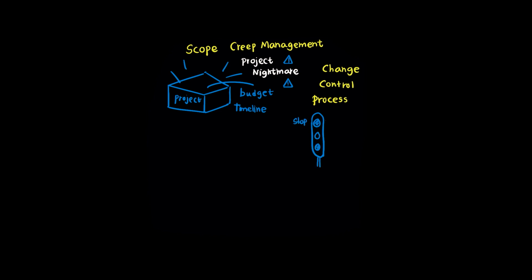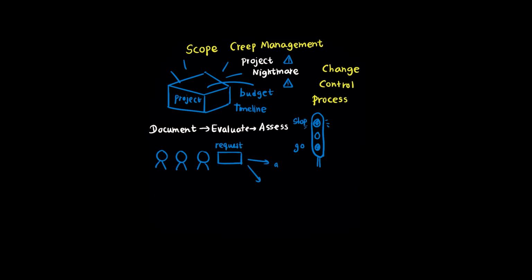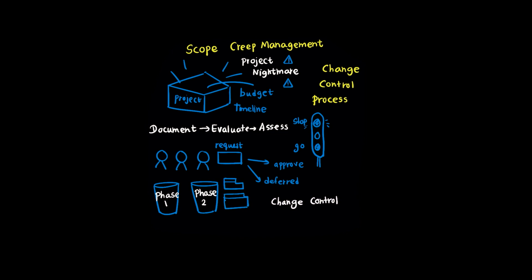Think of it as a traffic control system for new requirements. Each request gets documented, evaluated for impact on timeline and budget, and assessed against project goals. Legitimate critical needs get approved with adjusted resources. Nice-to-haves get deferred to Phase 2. This isn't bureaucracy, it's survival. It maintains stakeholder engagement while protecting the project from death by 1,000 additions. Control without rigidity.